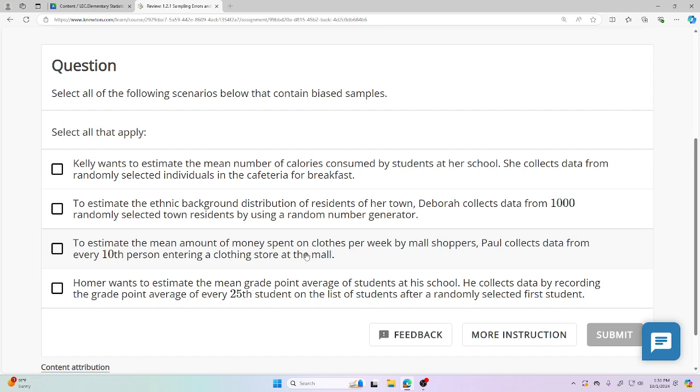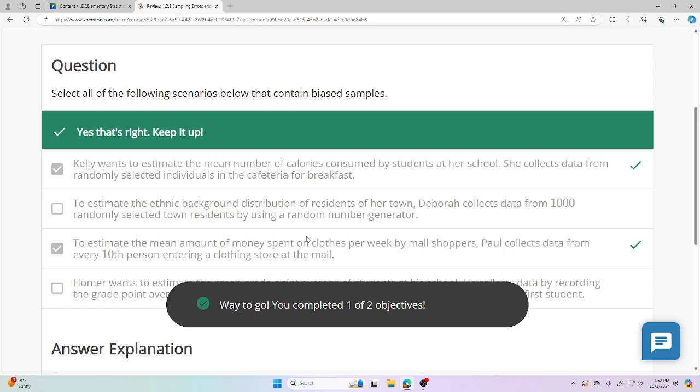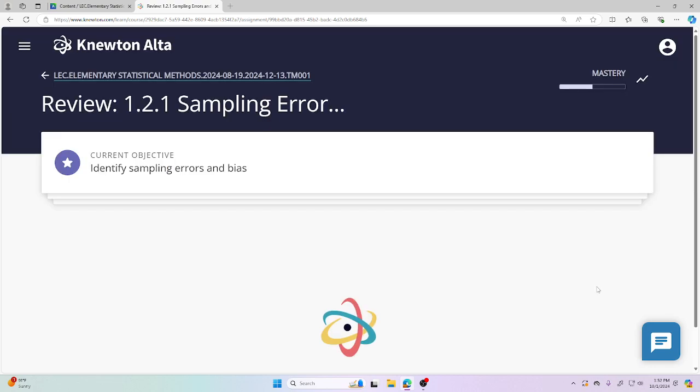To estimate the ethnic background, collects 1,000 randomly selected residents. Random number? I don't think so. Yeah, good. So estimate the mean amount of money spent by mall shoppers. He's right outside the mall. So I think that's bias because you're right outside the mall. Wants to estimate the grade point average, every 25th student. I think that's fine. And again, we're just reviewing, so I can just click it and hope for the best. Cool. Good.